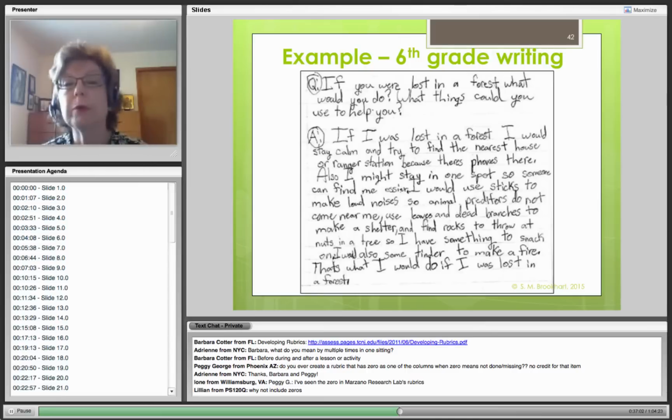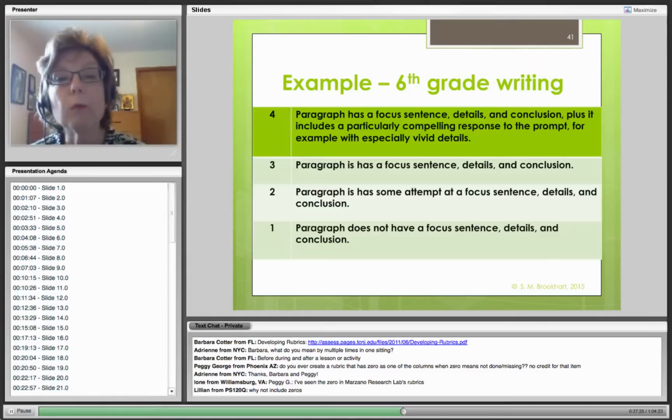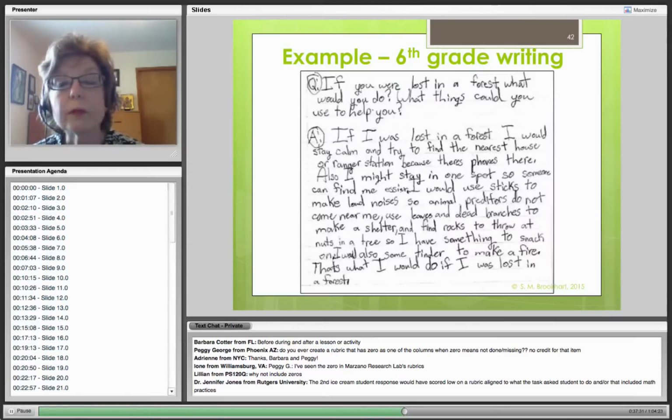Now, that's going to end up being a 3, and you don't know this, but all of those details are definitely details. They're definitely descriptive, but they are also all very derivative of source material that the students had been reading. So there's not any big original thinking there, and this paragraph looked a lot like everybody else's paragraph. So it would get a 3, but it does have a focus sentence, it does have lots of nice details, and it does have a conclusion. In this case, that's what I would do if I was lost in the forest.